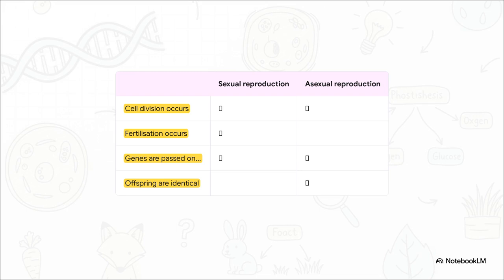Let's walk through it. Row 1, cell division occurs. Well, that happens in both, so that's 2 ticks. Row 2, fertilization occurs. Nope, that's only for sexual reproduction. Row 3, genes are passed on. Yup, that's the whole point of reproduction, so that's a tick for both again. And finally, row 4, offspring are genetically identical. That's the signature of asexual reproduction. Get all 4 rows spot on, and that's 2 marks in the bag.